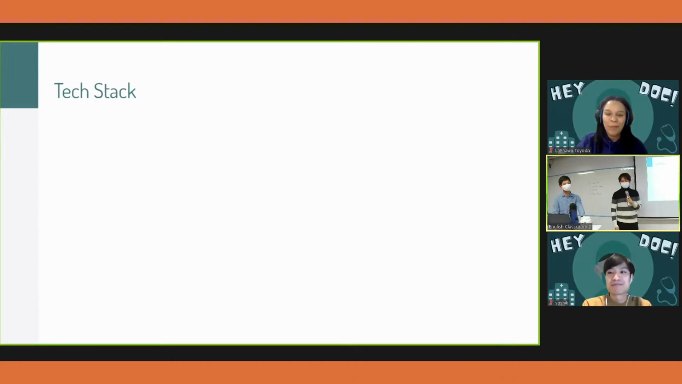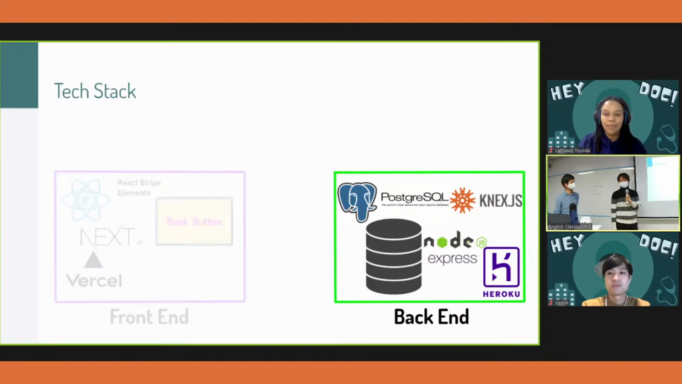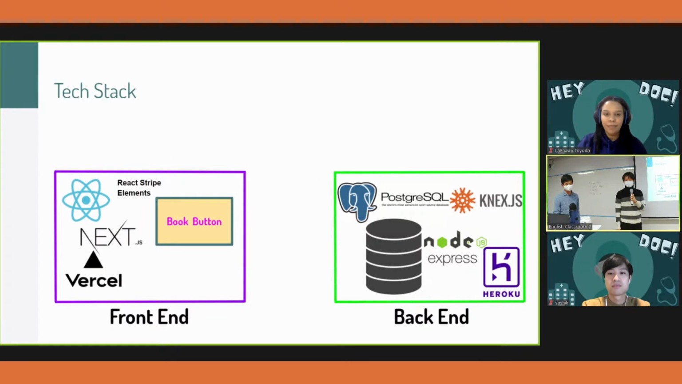So now I'm going to talk about our app's tech stack. As a backend, we use Postgres as a database and Knex as a query builder, and Node.js and Express as a server, and deploy to Heroku. As a front end, we use React and Next.js and deploy to Vercel.